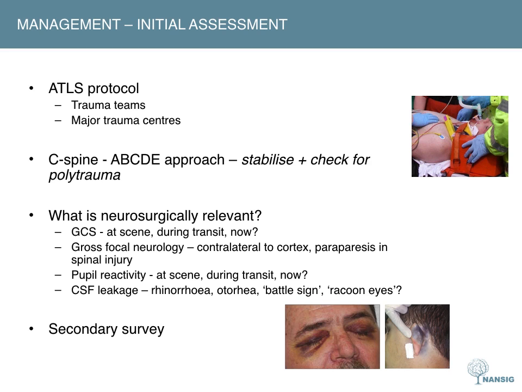And in severe head injury, it's also really important to actively look for signs of CSF leakage, because these may suggest things such as a basal skull fracture. So it's really important to look for things such as rhinorrhea, otorrhea, battle sign, and the kind of classic raccoon eyes.